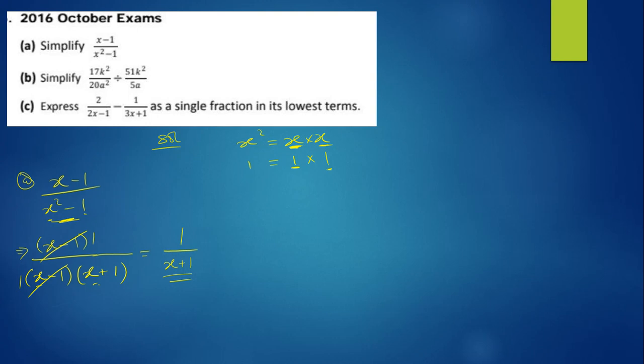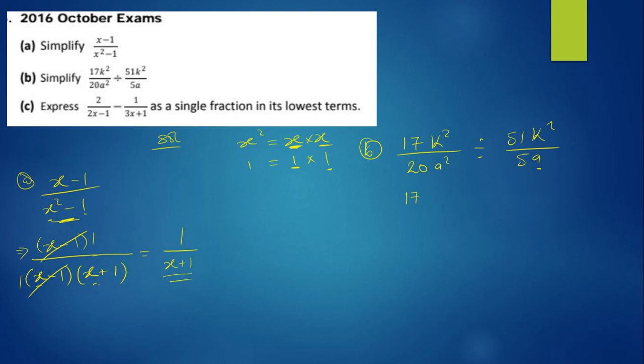So now let's do B. B is saying 17k squared over 20a squared divided by 51k squared over 5a. The question is saying simplify this. How can you simplify this? The first thing, this first part you are seeing here does not change. You just have to maintain it. But this division sign will change into multiplication. And once this division sign changes into multiplication, this denominator will become the numerator, and the numerator will become the denominator. So let me show you what I'm saying.